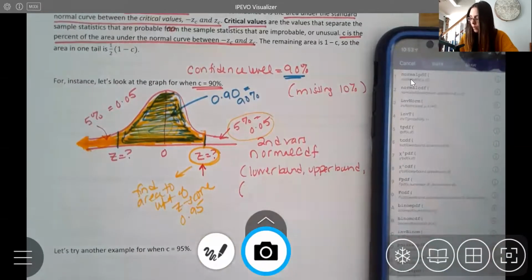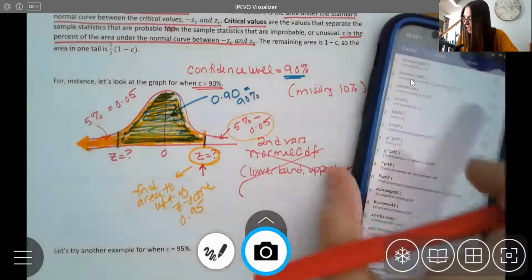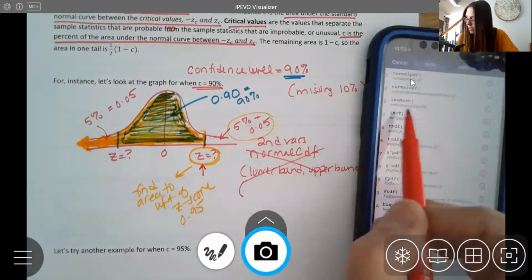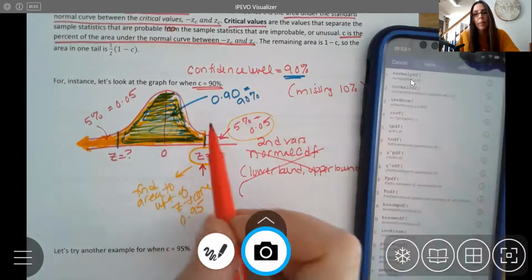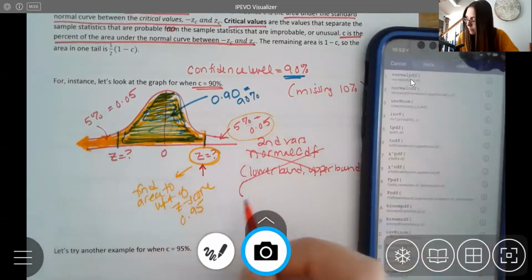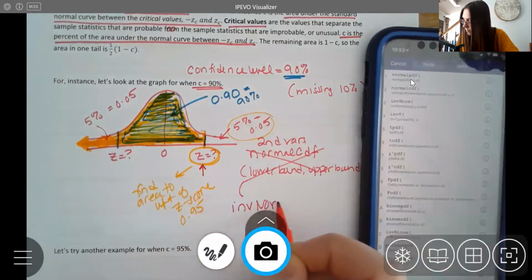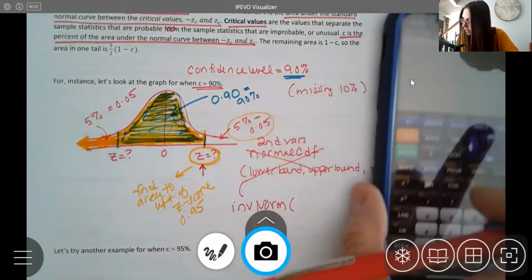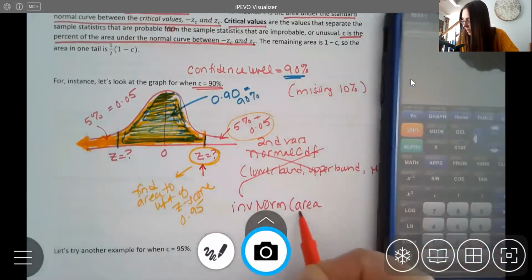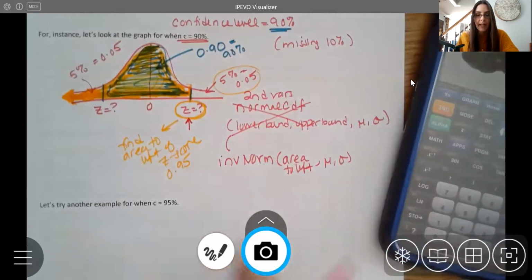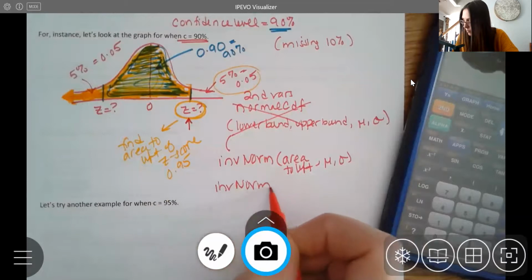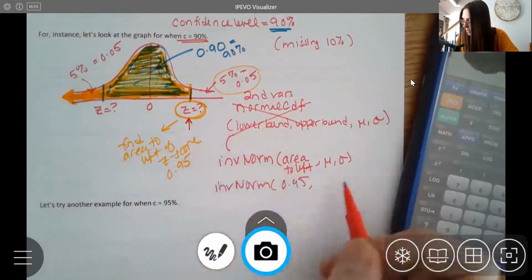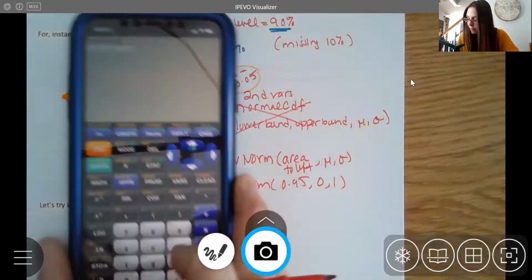All right, so we're going to go back to second vars, and I want you to use the one down instead that says inverse norm, because this will allow me to put in the area and work backwards and find my z-score instead. When we use inverse norm, it's always area to the left, mean, standard deviation. So the area to the left of the z value is 0.95. My mean is 0, and my standard deviation is 1.